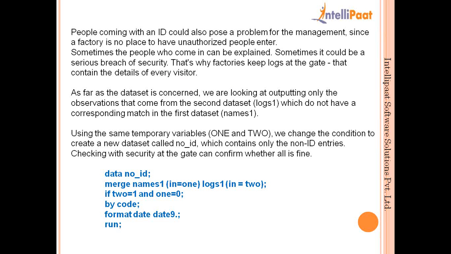Okay, before I go ahead, let me talk about the types of merges we have. You can say that we have multiple types of merges: one-to-one, one-to-many, and many-to-many. In the merge examples shown previously, there was only one observation for each value of the by variable in both data sets. This is called a one-to-one merge.